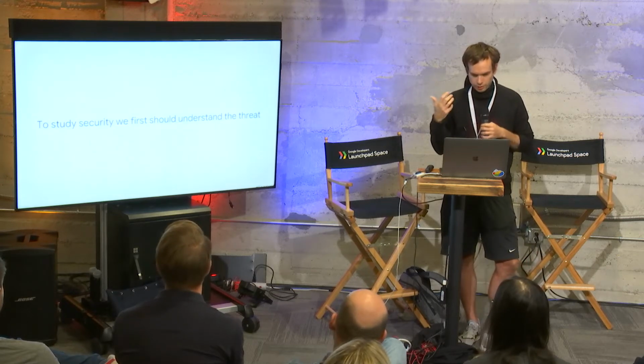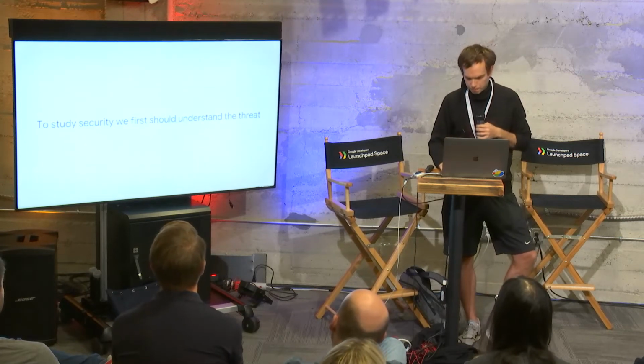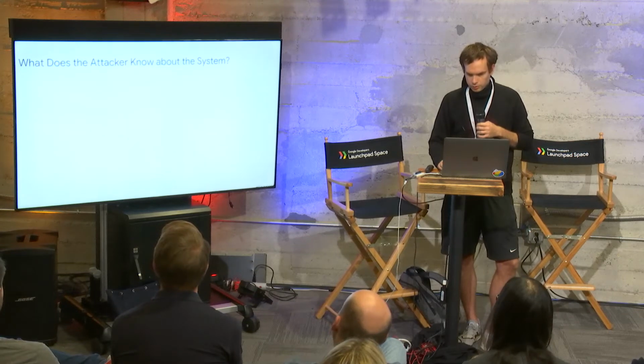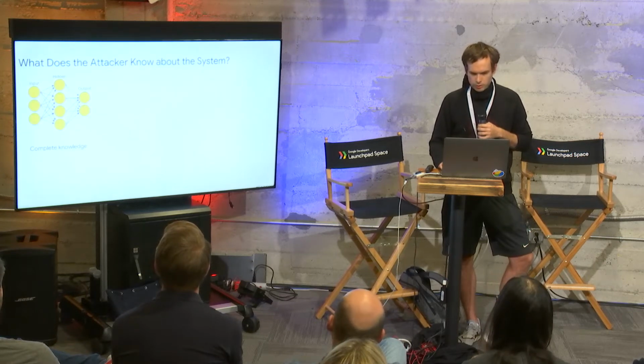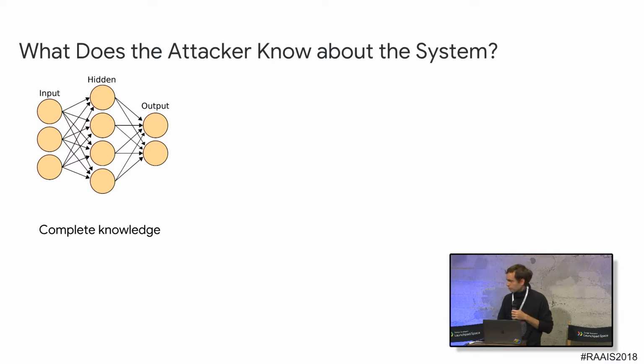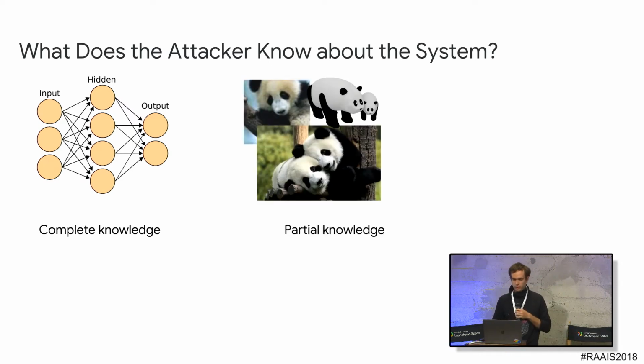Anyway, I think to study security, we should first understand the threat. So let's do some threat modeling. What does the attacker know about the system? You can imagine a setting where the attacker has complete knowledge. The attacker knows the model weights, architecture, basically everything. You can consider settings where the attacker has partial knowledge. Maybe the attacker knows the training data.